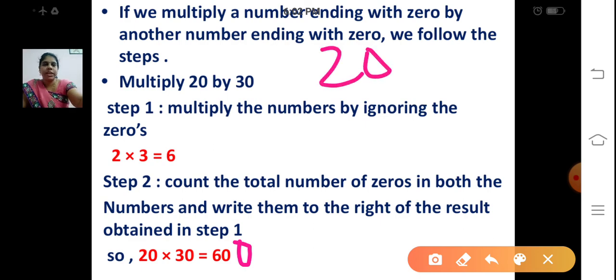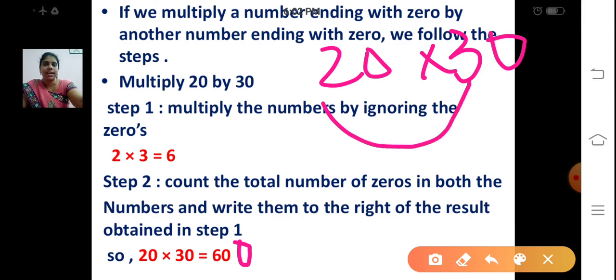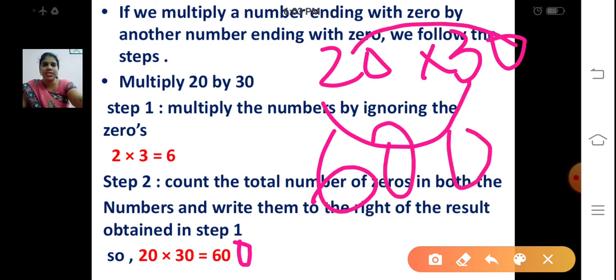So how to multiply 20 into 30? First, just ignore the zeros and multiply only the other numbers. So 2 3s are 6. Write it down, followed by how many zeros we have? 2 zeros, write them down. So the answer is 600.